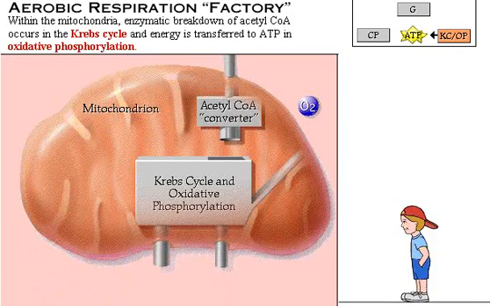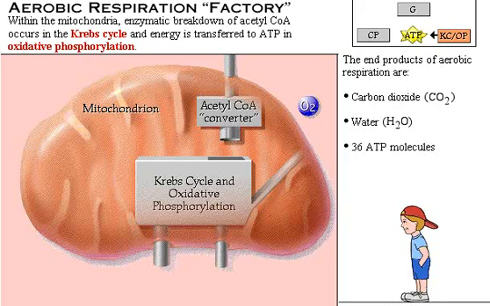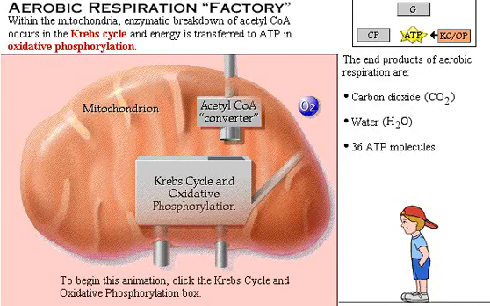Within the mitochondria, enzymatic breakdown of acetyl-CoA occurs in the Krebs cycle, and energy is transferred to ATP in oxidative phosphorylation. The end products of aerobic respiration are carbon dioxide, water, and 36 molecules of ATP per molecule of glucose. Although not shown here, lipids and proteins can also be metabolized to synthesize ATP. To begin this animation, click the Krebs cycle and oxidative phosphorylation box.